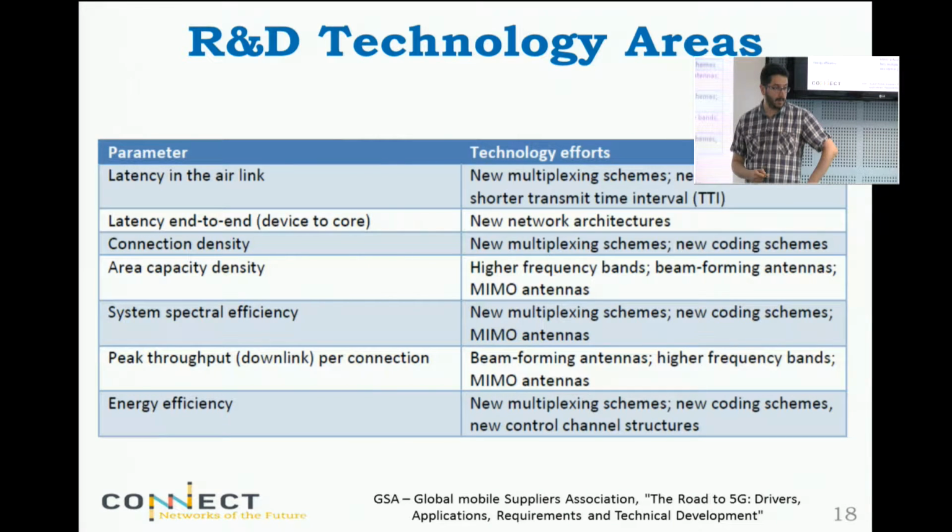Another thing you can do is connection density. You could manage the increase in density of devices transmitting in the same area by using new multiplexing schemes, for example what we were saying before, filter bank or GFDM. So, alternatives to FDM, for example.